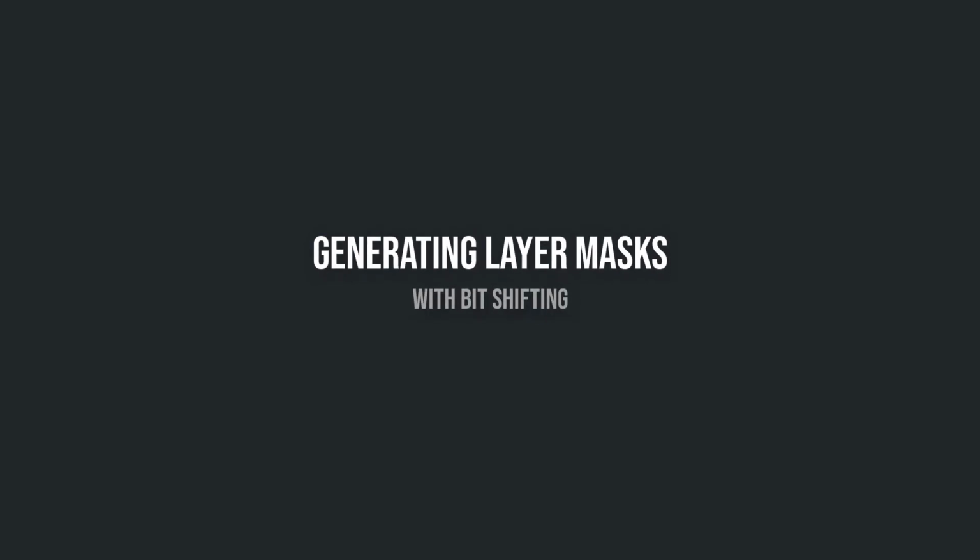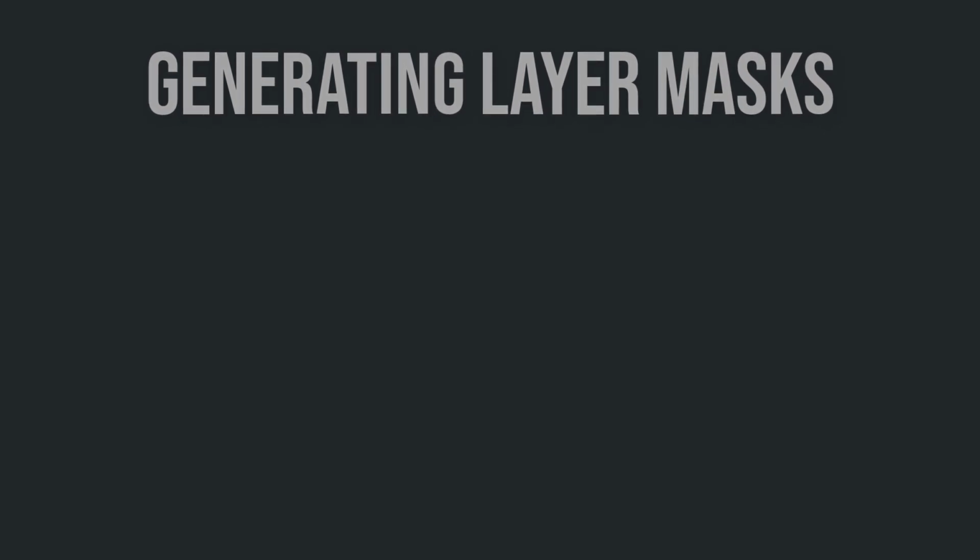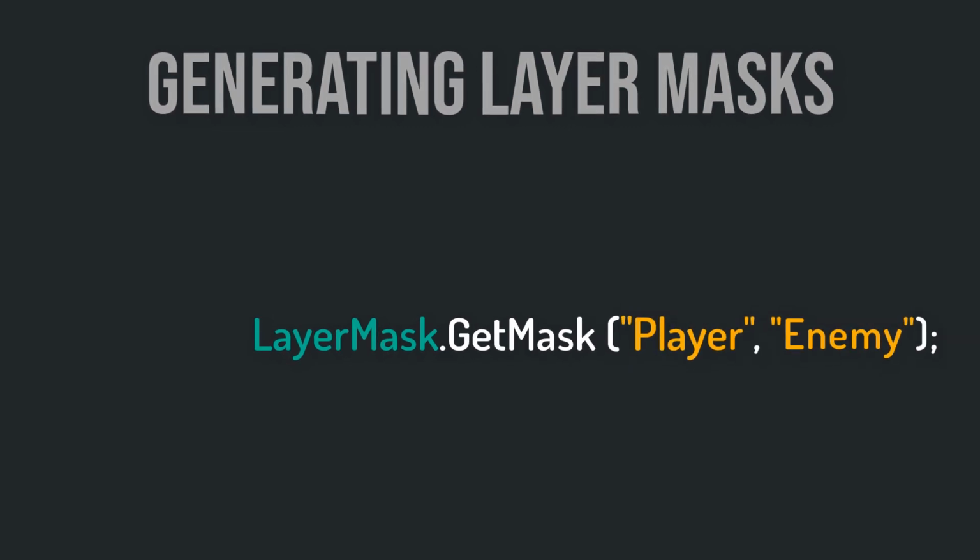Generating layer masks. Let's see how you can generate those ominous layer mask numbers. That's pretty easy, because Unity already provides a helper function for that. LayerMask.GetMask. You simply type in the layer names which should be included, and the function returns the according layer mask. Sadly, for more complex situations, Unity doesn't provide any other useful functions. That's why we must look at the creation of layer masks more closely.